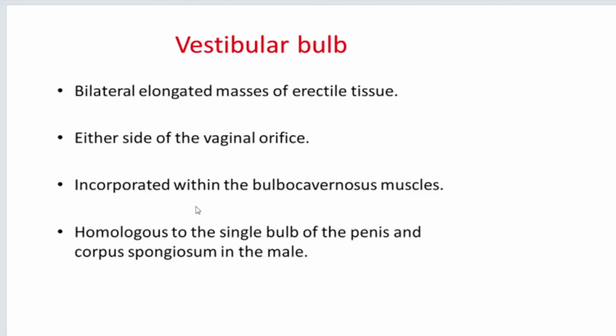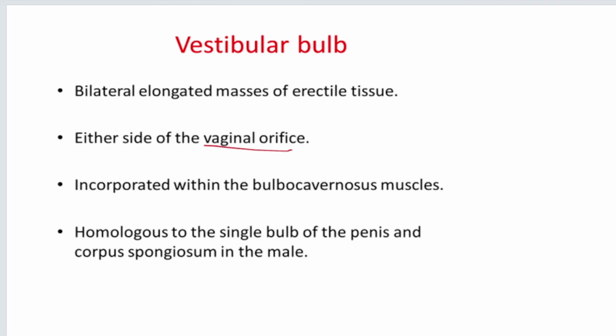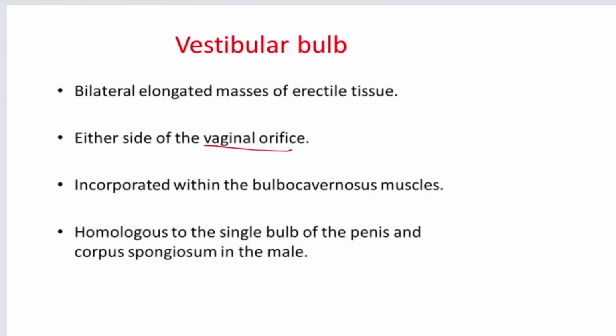Next, coming to the simple one, the vestibular bulb. It is nothing but elongated masses of erectile tissue on either side of the vaginal orifice. Here you can see, on either side there is an elongated tissue called the vestibular bulb. It is incorporated in the bulbocavernosus muscle. It is homologous to the single bulb of the penis, or corpus spongiosum, of the male.